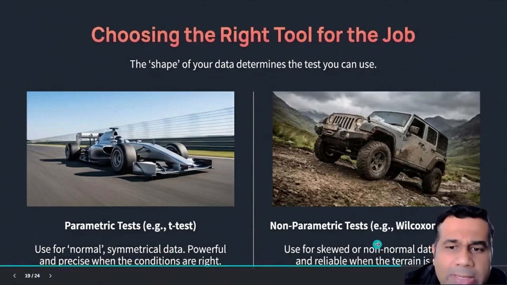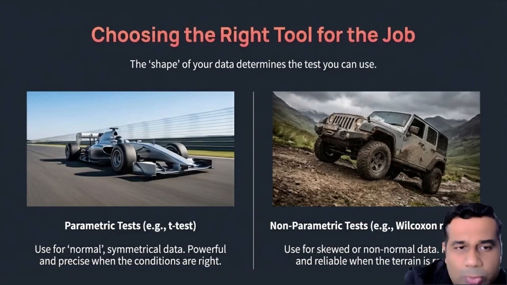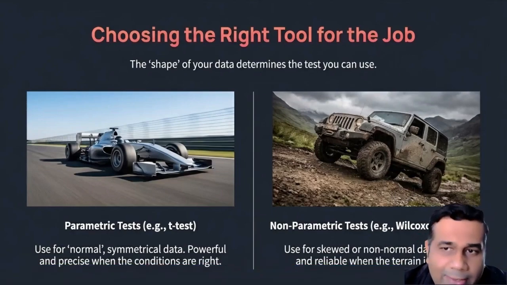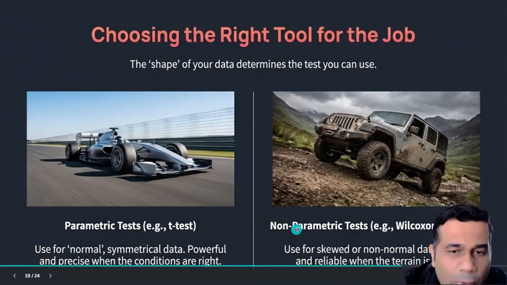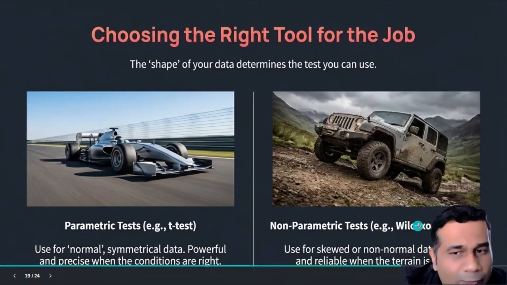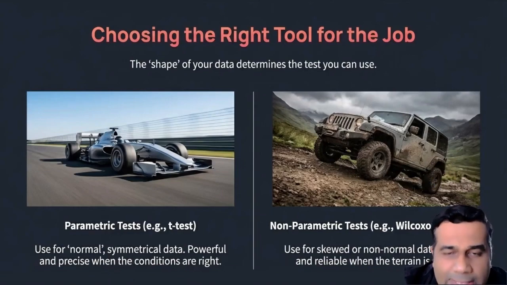So a bumpy road means the data is not normal. It doesn't follow a bell-shaped curve. It will be either towards the left side or towards the right side. So the terrain is completely rough, right? So we will use a set of tests called non-parametric tests. An example of one such test is the Wilcoxon rank-sum test. These tests are robust and reliable in scenarios where data is not normally distributed.